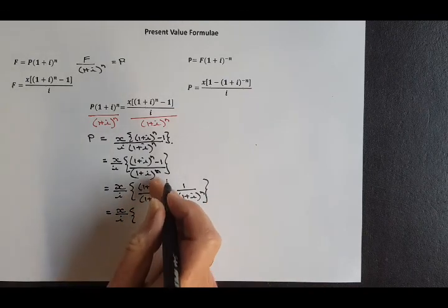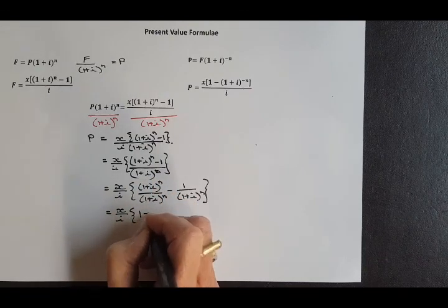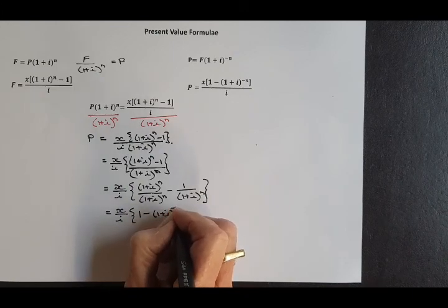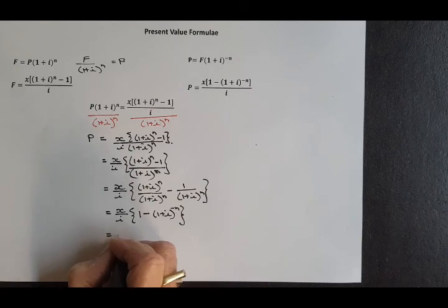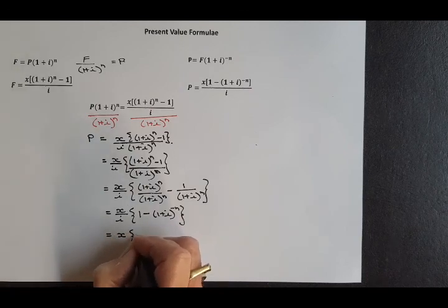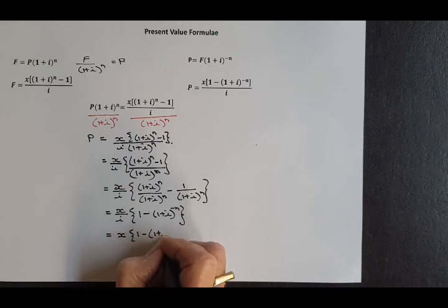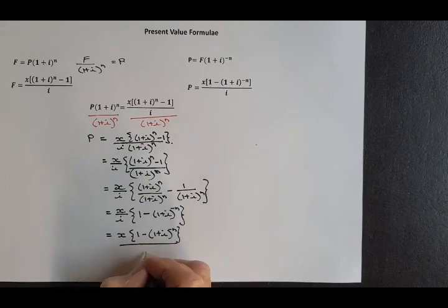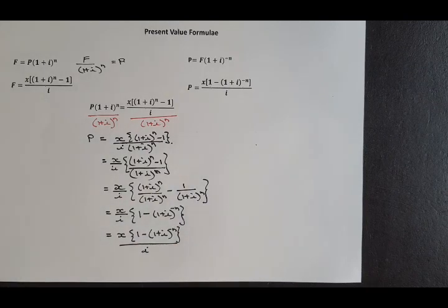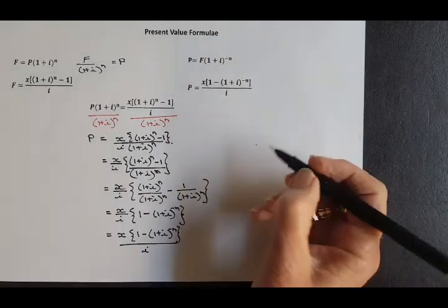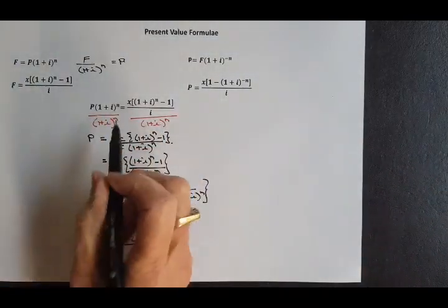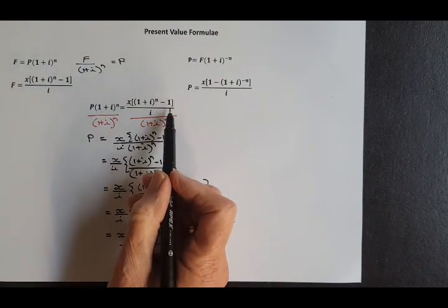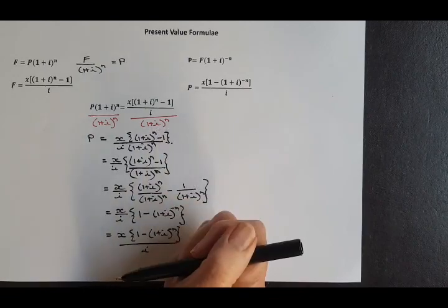x over i, anything divided by itself is 1, minus 1 over that bracket, which simply means (1 plus i) to the power of minus n. And so you can write that as x multiplied by 1 minus (1 plus i) to the minus n, all over i. In other words, your present value formula is really just your future value formula divided by (1 plus i) to the power of n.